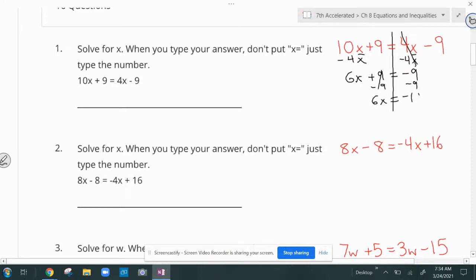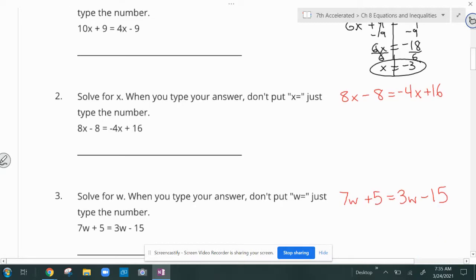6x equals negative 18. Then to get rid of multiplication, that coefficient there, I divide. Inverse operation to isolate the variable, and I get negative 3. Next.